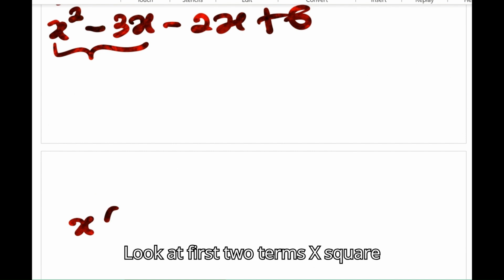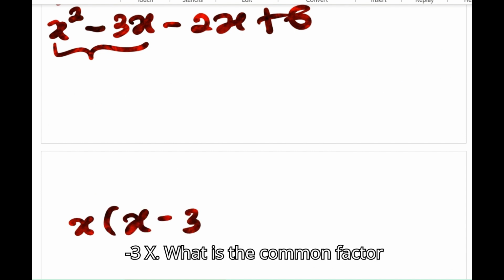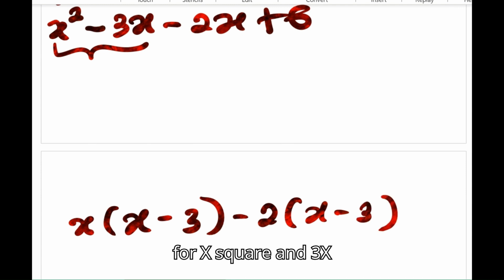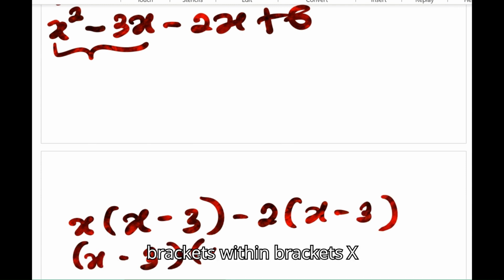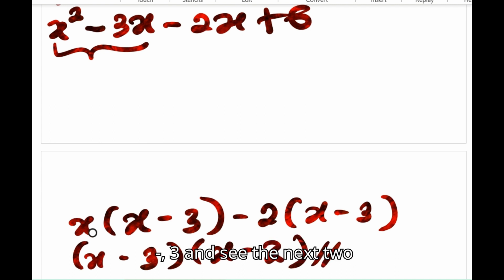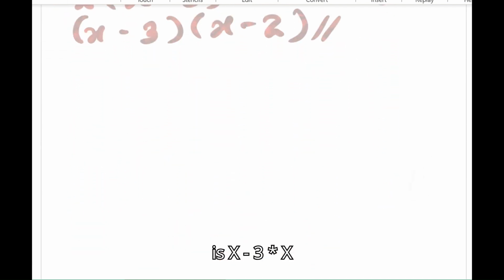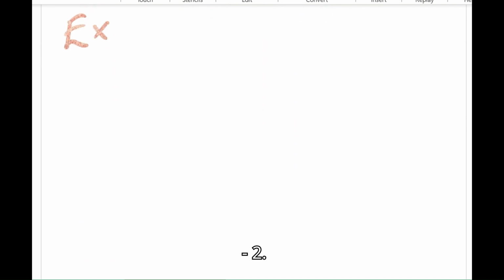Look at first two terms. x squared minus 3x. What is the common factor for x squared and 3x? It's x. Then write x out of the brackets. Within brackets x minus 3. And see the next two terms. Negative 2x plus 6. Negative 2 should be out of the brackets. x minus 3 is in the bracket. Then factorized answer is x minus 3 times x minus 2.